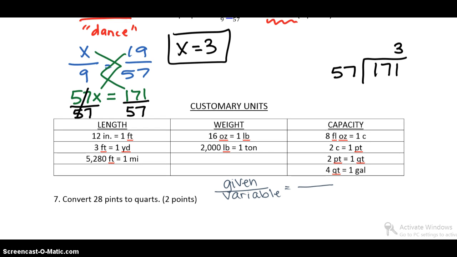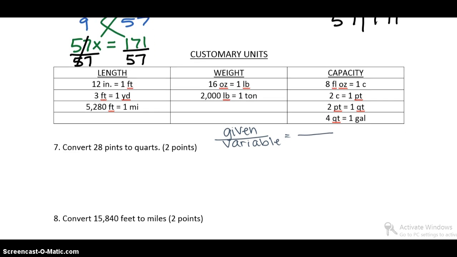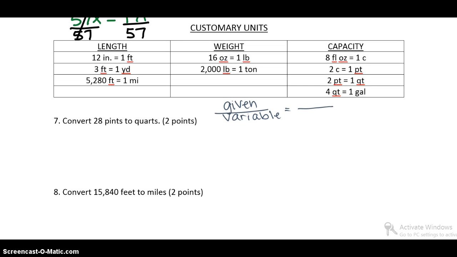Now, moving on to customary units. This will be on your test, so you don't have to fully memorize this table, but you should be pretty familiar with it. So we have length, weight, and capacity. So when we're deciding which unit to use, make sure we're thinking about those three first, determining which one would be the most appropriate. So for number 7, it asks us to convert 28 pints to quarts.